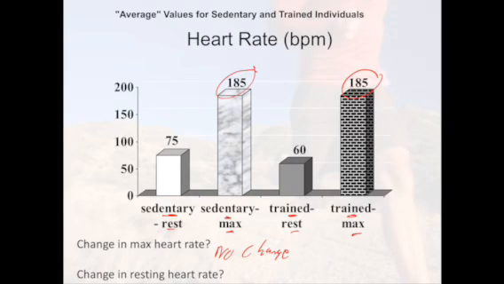Sometimes it might go down a little bit, but it's usually almost never going to go up. Okay, what about resting heart rate? Well, that went from 75 to 60. That goes down. We're going to talk about why in a second, but this has a lot to do with stroke volume, right? If stroke volume goes up, then heart rate can go down, and we can get an equal cardiac output.